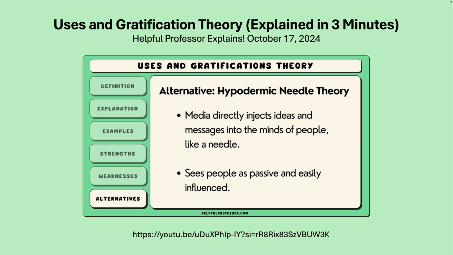An alternative to uses and gratification theory is the hypodermic needle theory. This theory suggests that media directly injects ideas and messages into the minds of people like a needle. Unlike uses and gratification theory, which views people as active users of media, the hypodermic needle theory sees them as more passive, easily influenced by what they see or hear.